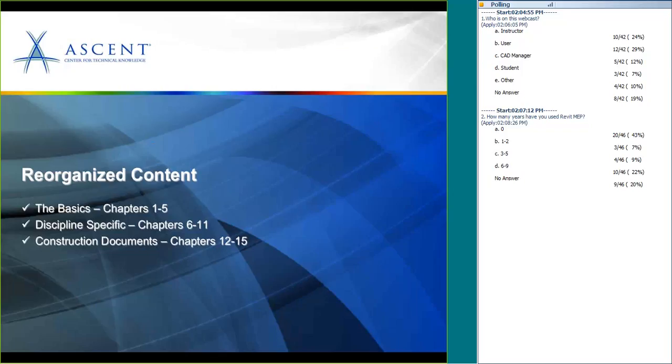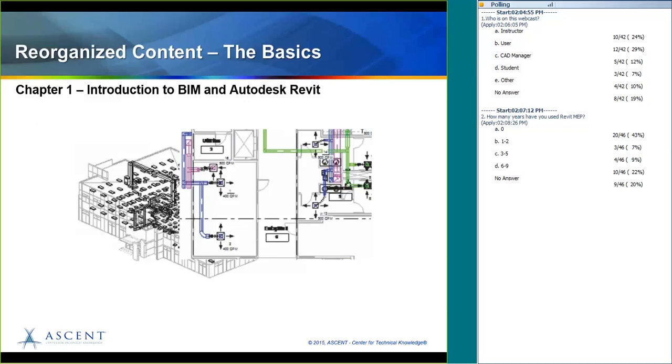The bigger thing, especially for you instructors who have been doing it for 6 to 9 years, is that you've probably been doing this on autopilot. So be aware we have reorganized content. I have it in 3 sections that I'm going to talk about today: the basics, which apply to all parts of MEP; discipline-specific chapters, which are 6 through 11; and then construction documents. Overall, that is similar, but you'll see within this there's a change in how each of those are taught. So let's take a look at the reorganized content.